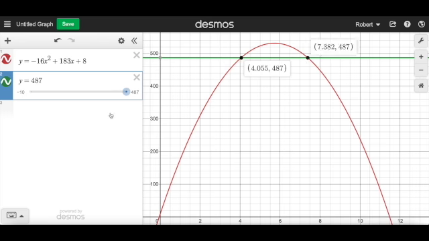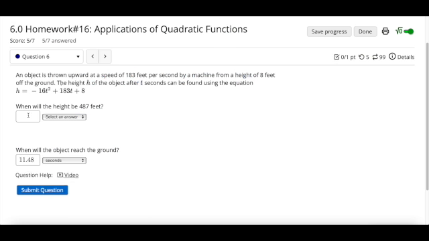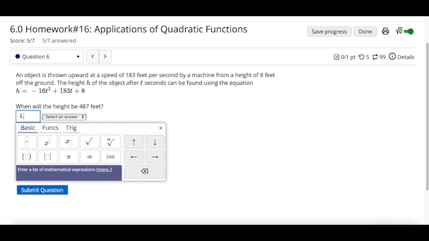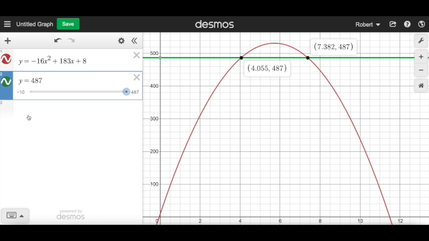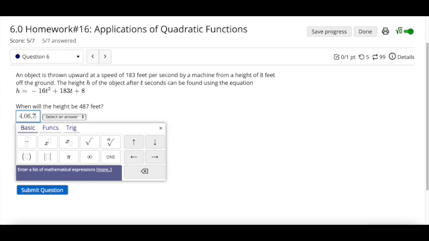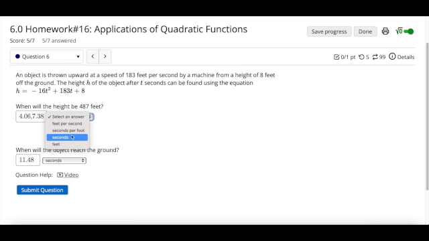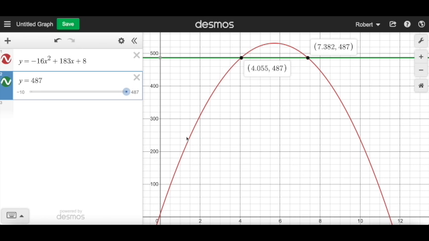Those are times. So the first one would be 4.1 seconds, I guess, 4.1 seconds, or 4.10 if you want to be careful with double digits, and the other one would be 7.38 seconds. And make sure you pick the correct unit. That's important. And now you're ready to go.